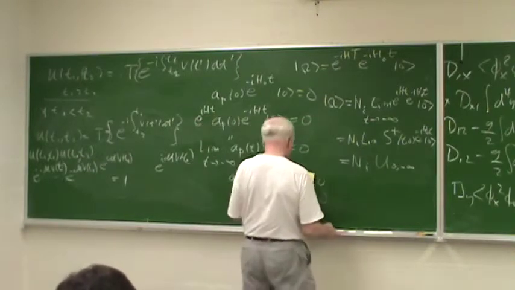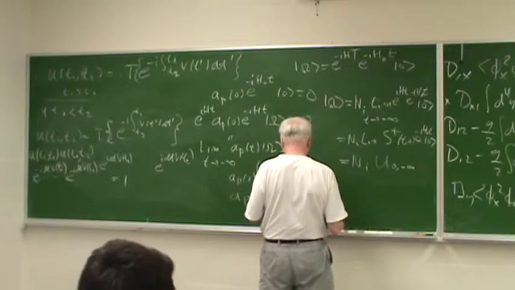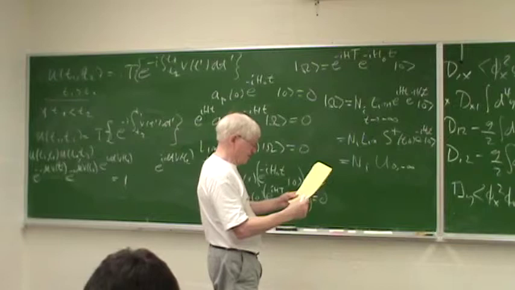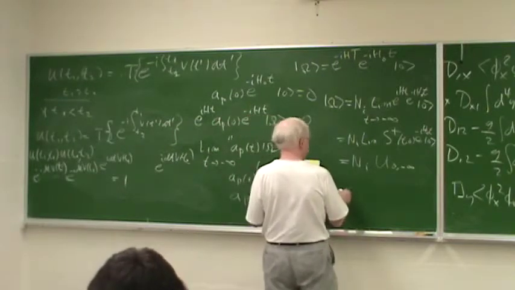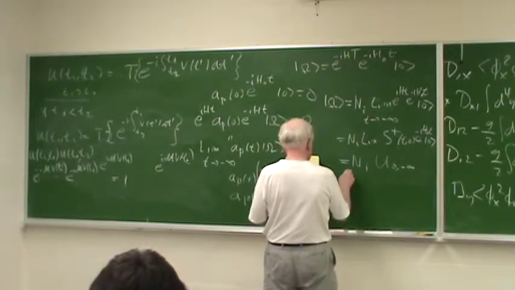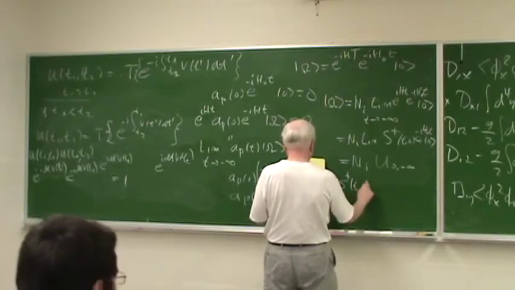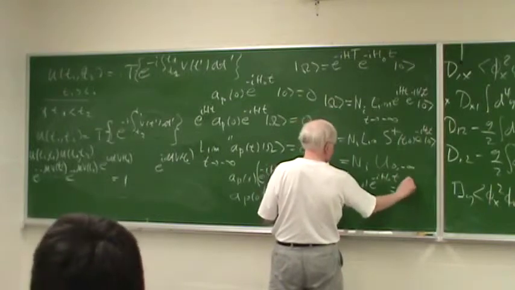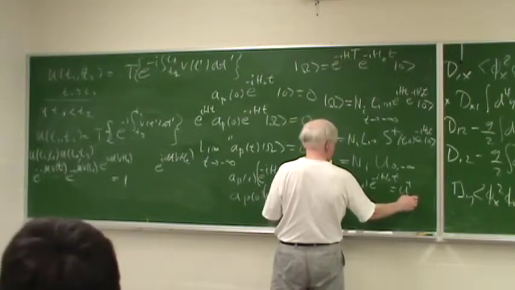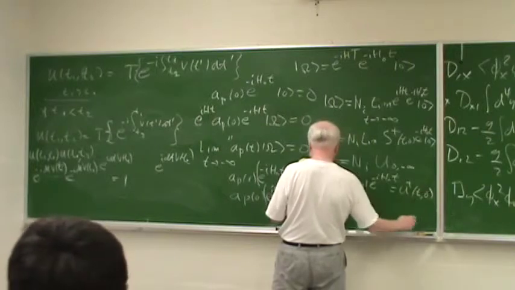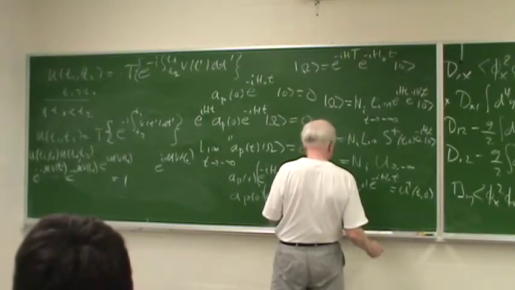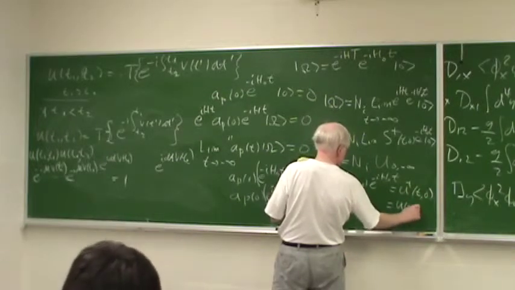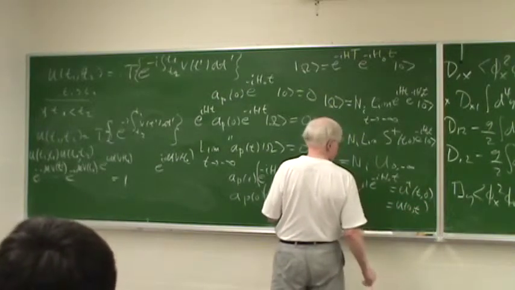And that's because, well, it's just because of the way we define things. I don't know if I need to go back and forth. In other words, what we've got is S dagger of t, 0, e to the minus i H0 t is U dagger of t0, and U dagger of t0 is U of 0t.